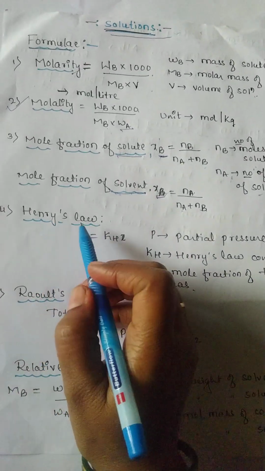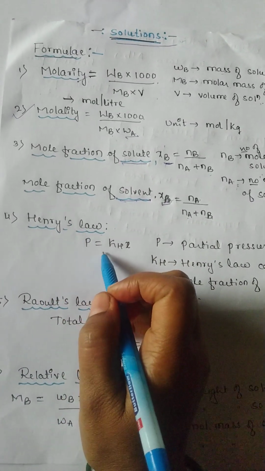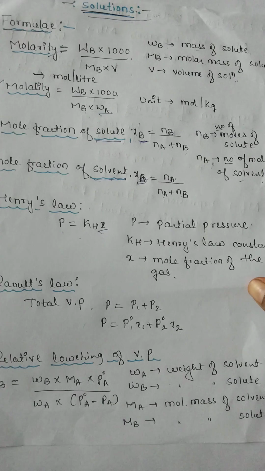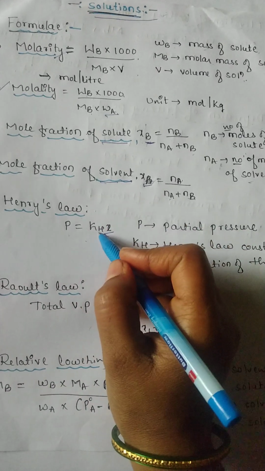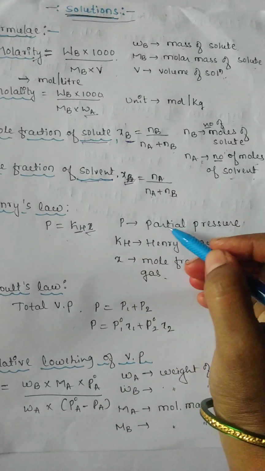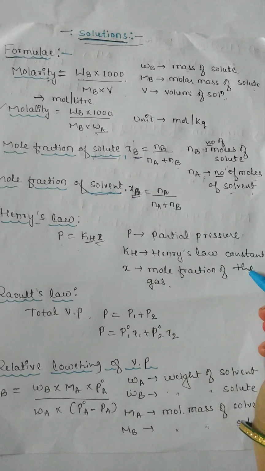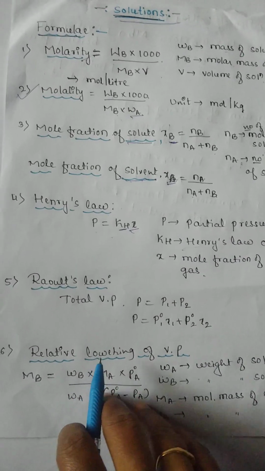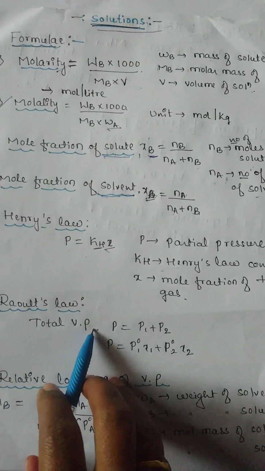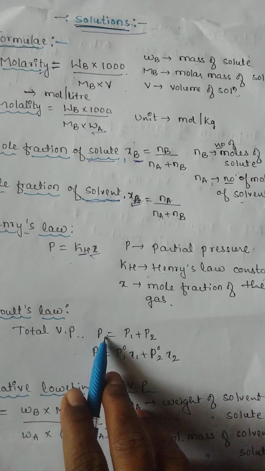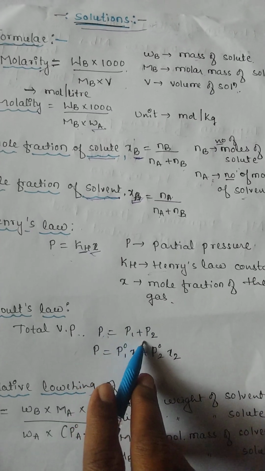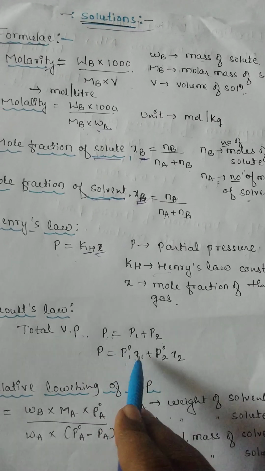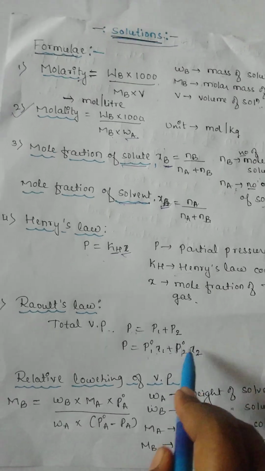Okay, the next formula is Henry's law. Here we know that Henry's law says the vapor pressure is directly proportional to the mole fraction of the gas. Here KH is what? Henry's law constant. P is the partial pressure, X is the mole fraction of the gas, KH is the Henry's law constant. Similarly, Raoult's law. Here, in Raoult's law, the total vapor pressure P is equal to the partial pressures P1 plus P2. So P is equal to P0 1 x1 plus P0 2 x2.